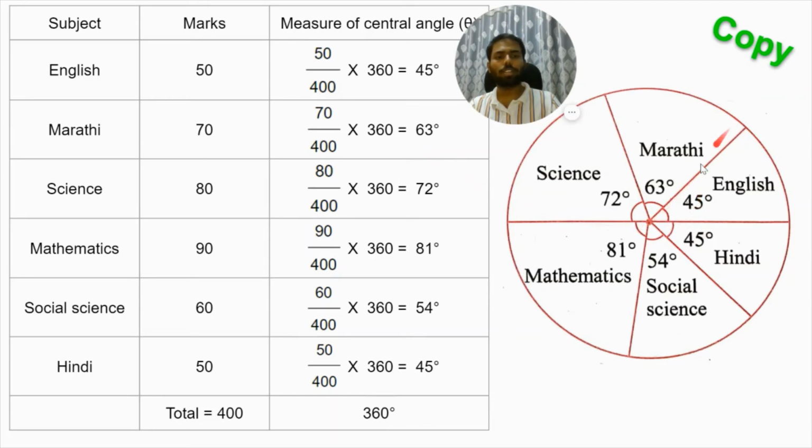Now you'll keep your protractor on this line. Once you keep the protractor on this line, make a dot at 63 and draw one more radius through that dot. So this sector becomes your Marathi, and so on and so forth. Finally, you have to write which subject each sector represents. Again I'm telling you, just check whether each and every angle of this is accurate. Keep your protractor again and check whether you have drawn all these angles correctly, and check yourself whether it looks neat.